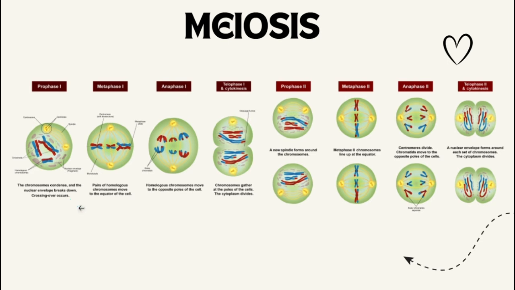So in prophase 1, the nuclear envelope is going to break down, chromosomes are going to be condensed, and then something that did not happen in mitosis, which is very important, is crossing over.